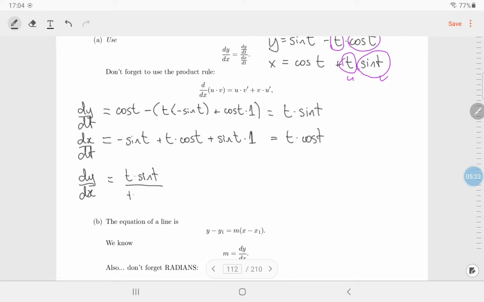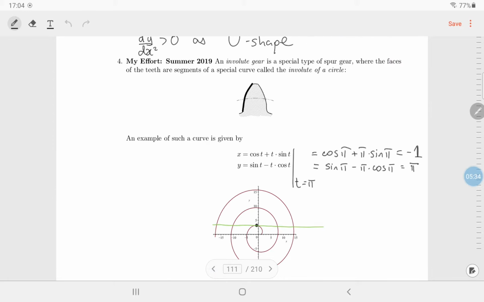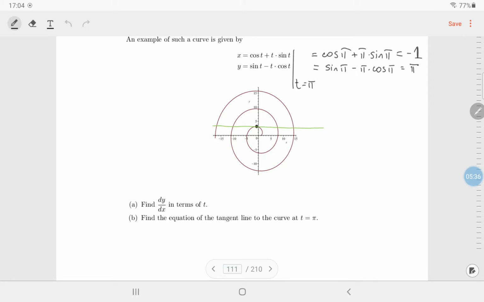And the other bit is t cos t. Now you could simplify that if you want. It's actually equal to tan of t, but I'm not too worried about that. I'm quite happy with it like that. So you could simplify it if you want. So that's the first question done. dy/dx is t sine t over t cos t, or tan t if you want.